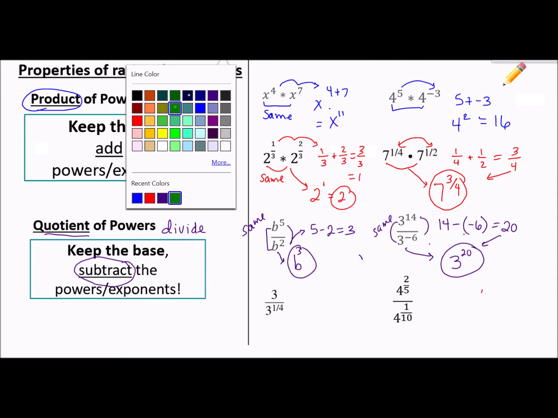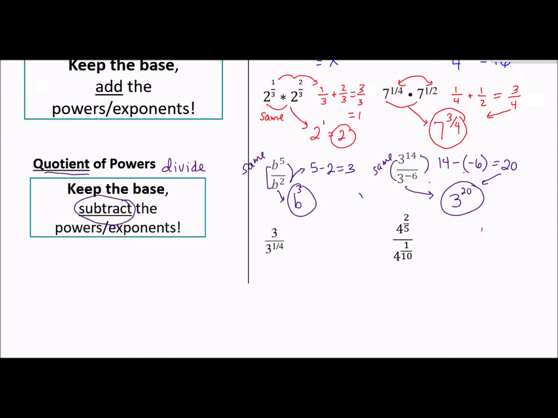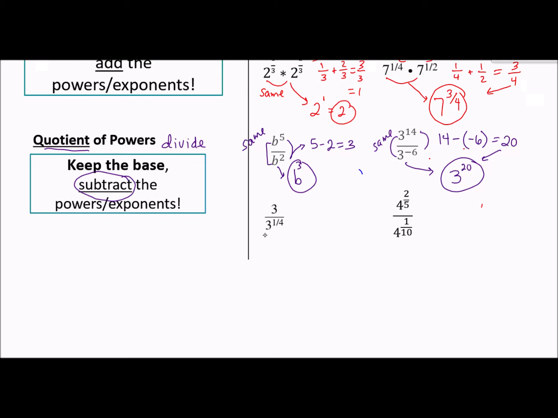So applying the same idea to these fractional ones, this is 3 divided by 3 to the 1/4. But there's no power written on that top 3. Well, superhero says, yes, there is. I'm here. I'm just invisible. So same base. So we can subtract the powers. 1 minus 1/4. Calculator says, hey, that's 3/4. So we keep our same base and give it this new power.